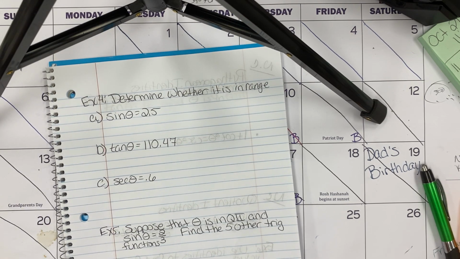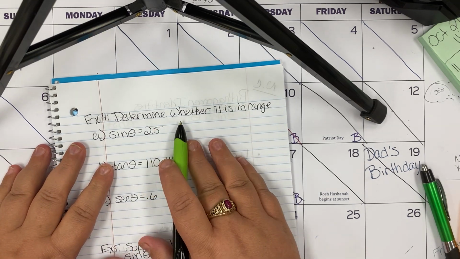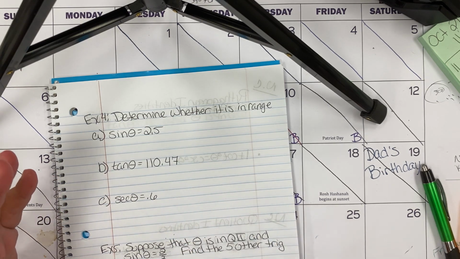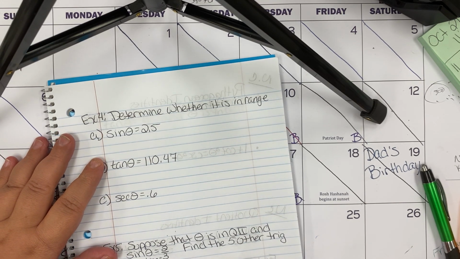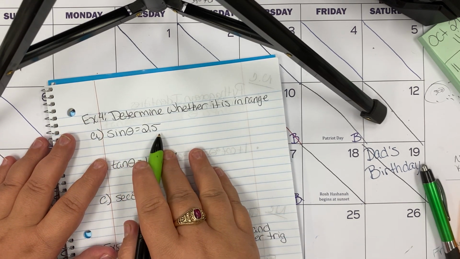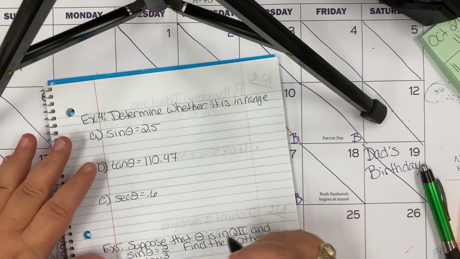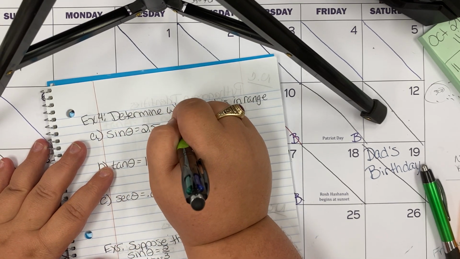So looking at example 4, I want to determine whether each of these values is in the range of its trigonometric function. So it's either going to be possible or impossible. Sine of theta equals 2.5. Well, as we just discussed, sine has to be between -1 and 1. So this is impossible.